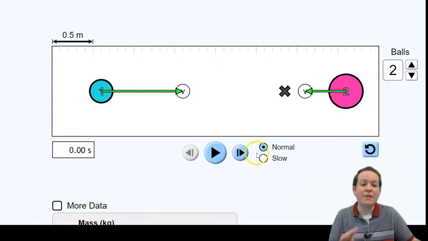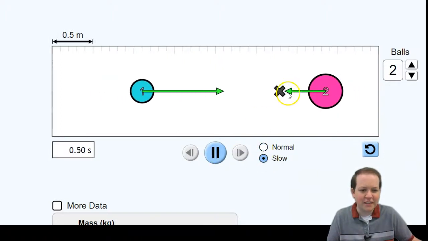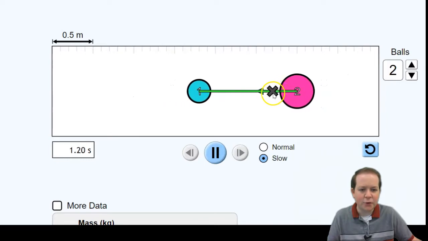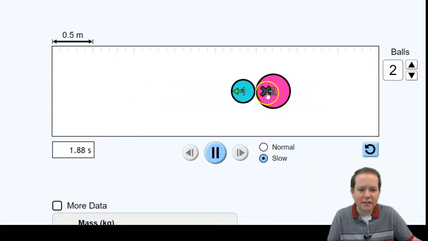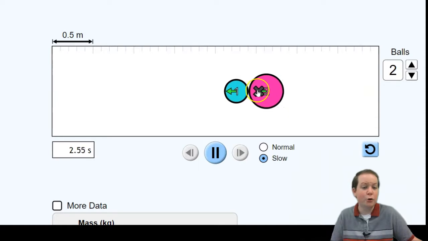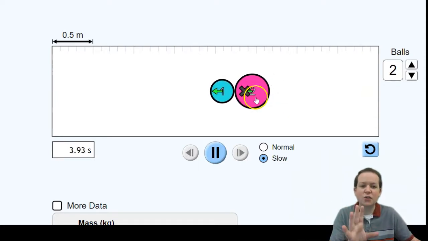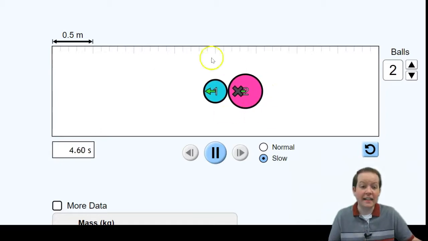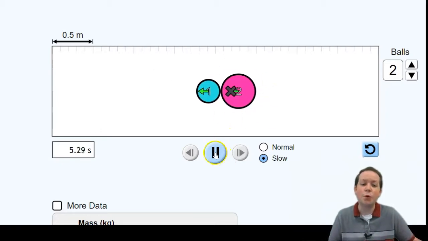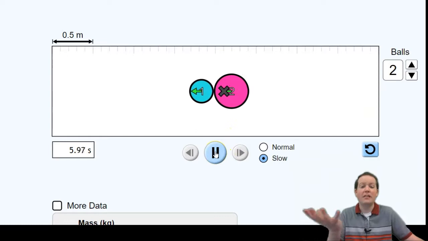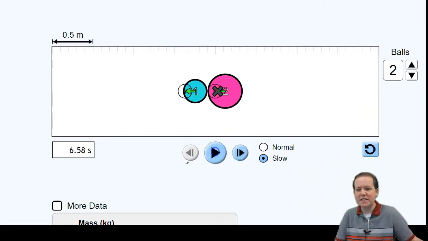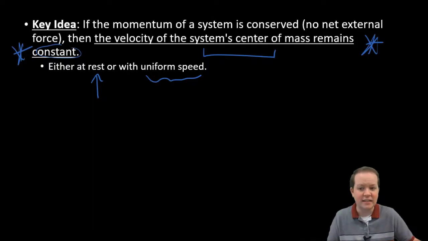We reset now with an inelastic collision. I'm going to hit slow motion. So again, trace that with your finger. It's slowly moving to the left, slowly moving to the left. It doesn't change its motion. The velocity of the center of mass is constant since the momentum of my system was conserved. That's one of the big ideas. The velocity of that center of mass is staying constant, okay?